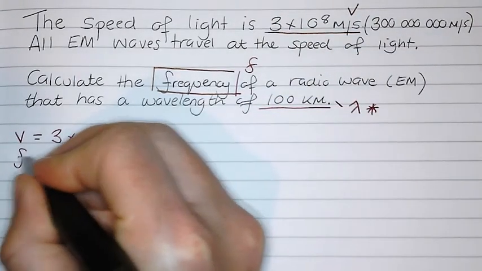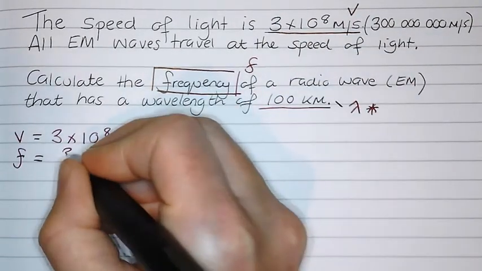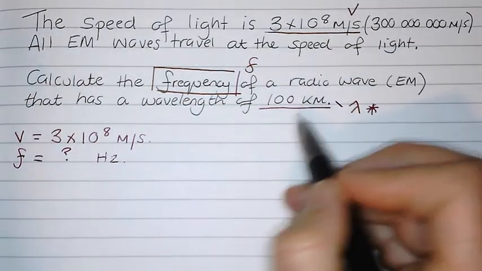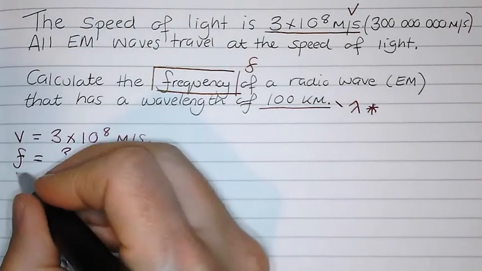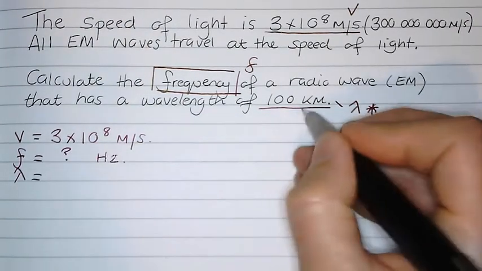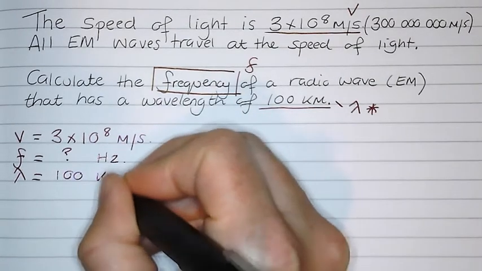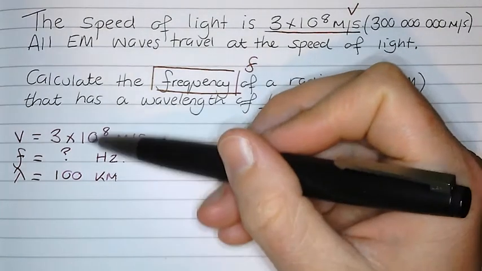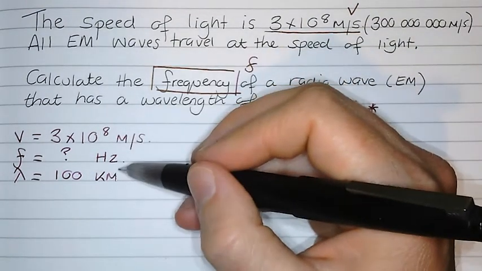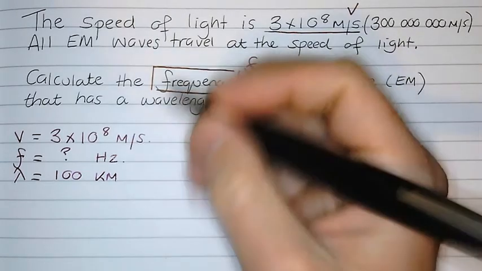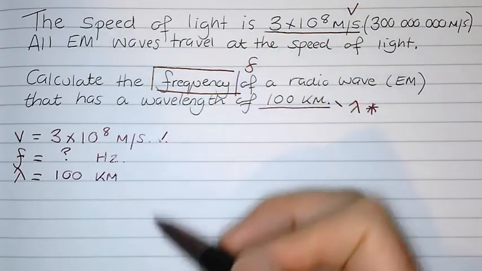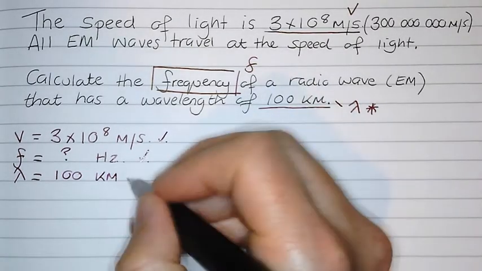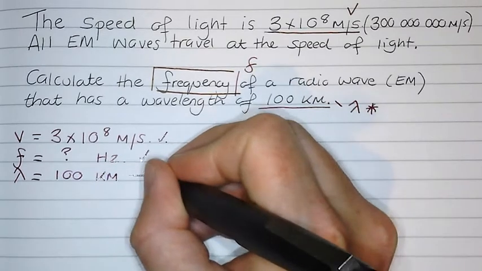Frequency, we don't know. But with frequency, it should always be in hertz. And the wavelength, we do know it's 100 kilometers. So once we've extracted, what we now need to do is look at them and see if they need to be converted. So meters per second, that is the correct units for velocity. Hertz, yep. And kilometers, no, that one will need to be converted.